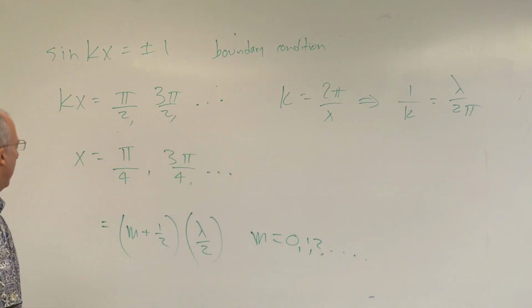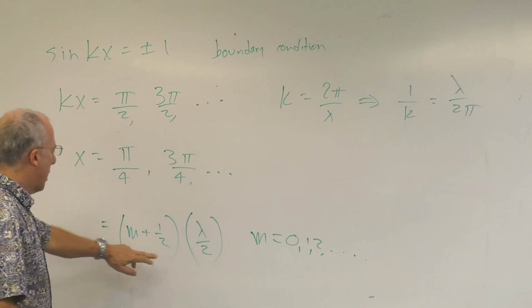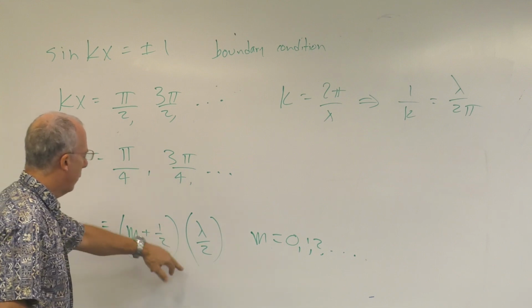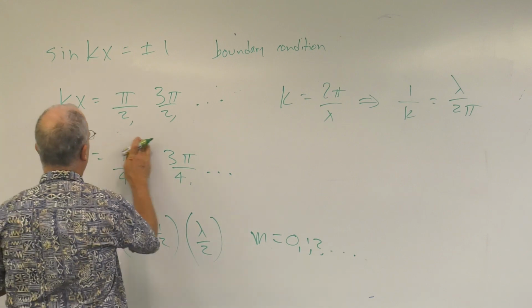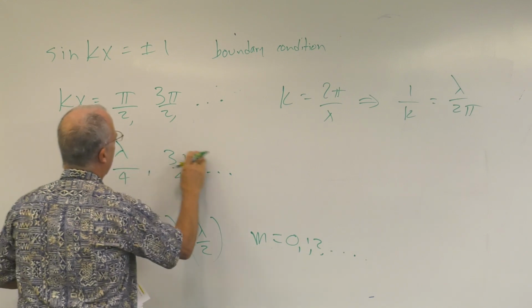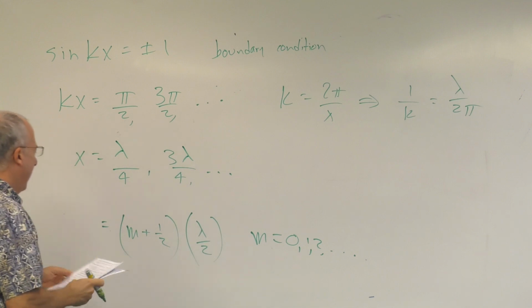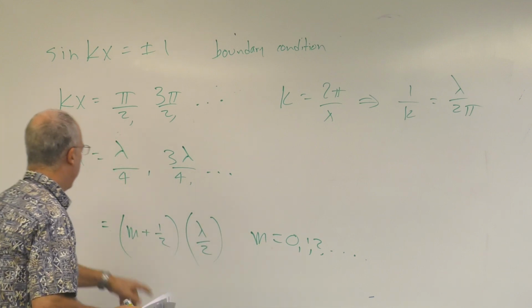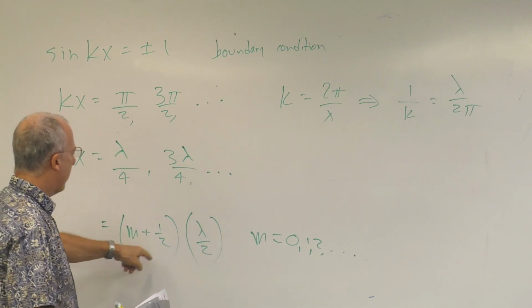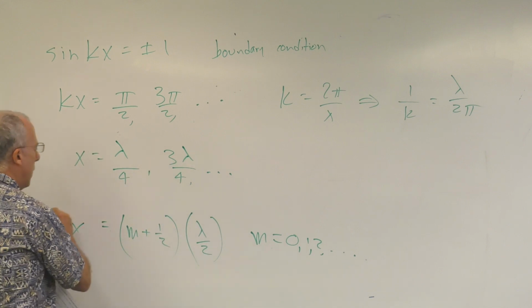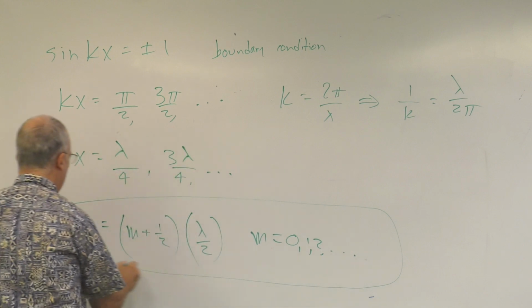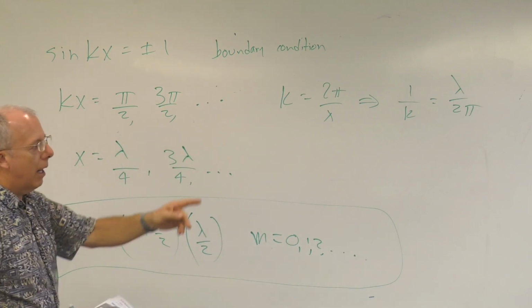Let's see if it works. Put in 0. 0 plus a half is a half. Half times lambda over 2 is lambda over 4. Sorry, I goofed up. All right, so that works. Put in 1. 1 plus a half is 3 halves. 3 halves times lambda over 2 is 3/4 lambda. So we got it. So this now is the condition for the maxes.